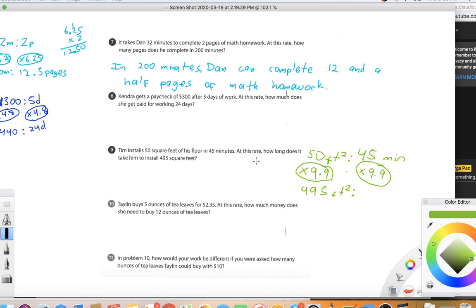45 times 9.9. I like multiplying, so I'm going to do that one. So 45 times 9.9. 9 times 5 is 45. Carry the 4. 9 times 4 is 36, plus 4 more is 40.